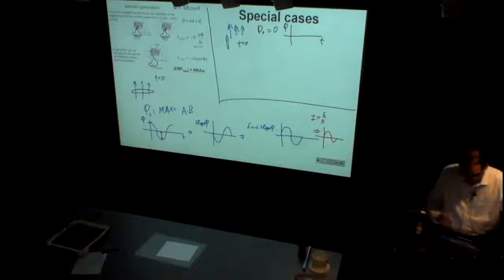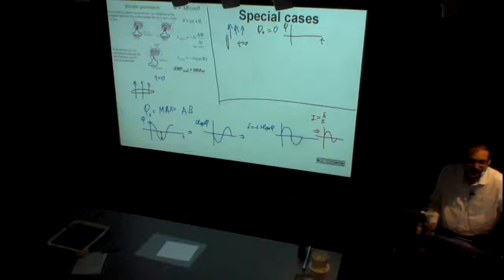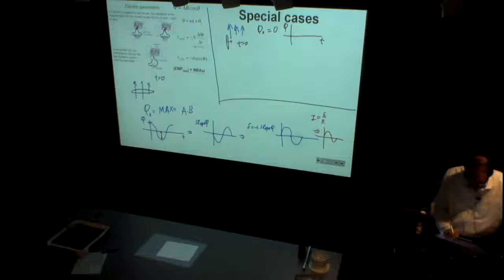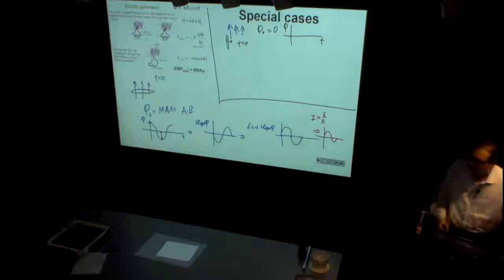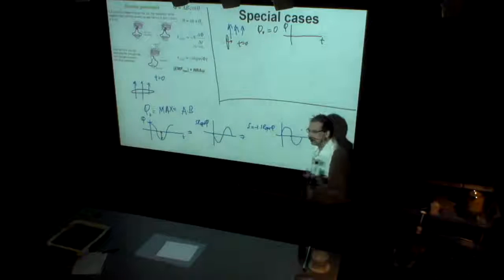For example, we need to set the direction of the area vector. Please tell me, left or right? That's the loop. We can choose the area vector to the left or to the right. Choose it. Thank you. Now someone has to tell us, how does it spin, clockwise or counterclockwise? Anybody?